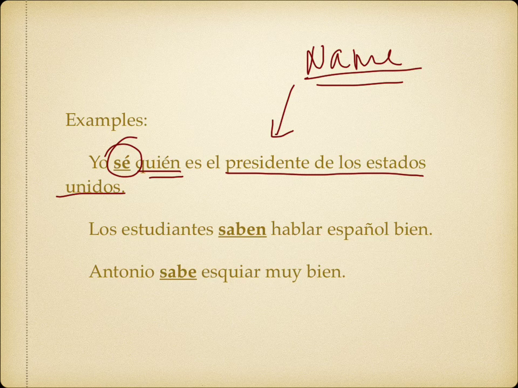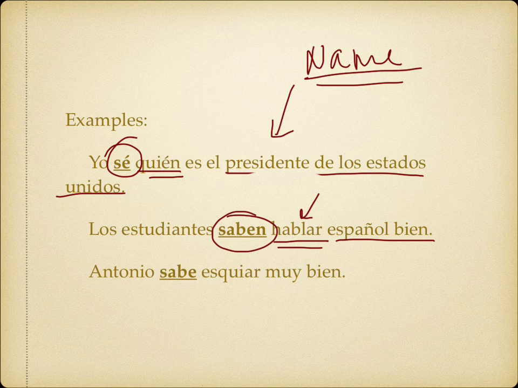Los estudiantes saben hablar español bien. They know how, in this case, ellos saben hablar español bien. They know how to speak Spanish well. Notice how in here, we didn't put como. Now we could, los estudiantes saben cómo hablar español bien, but it's not really necessary. We don't have to put that, right? Because it's implied when we say los estudiantes saben hablar, when we use the infinitive here, hablar español bien. They know how to speak Spanish well. So when we're talking about how to do something, that's when we're going to use the verb saber.